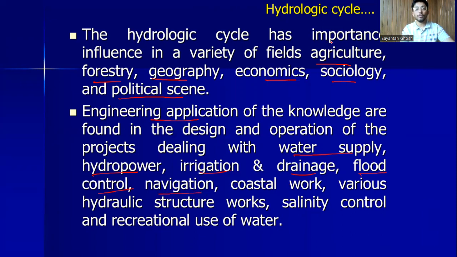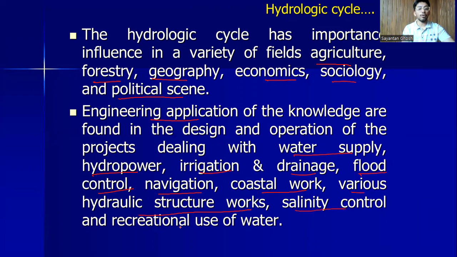Navigation: large rivers which have ample quantity of water throughout the year can be used by ships for navigation purposes. Coastal work: the communities which live near the coast, the whole economy depends upon the coast itself, the resources used from the water like fishing and everything. And various hydrologic structure works like river training works, dams, barrages, bridges, where if we have the study of the water flow, we can decide accordingly what will be the height of the bridge and where the bridge should be located.